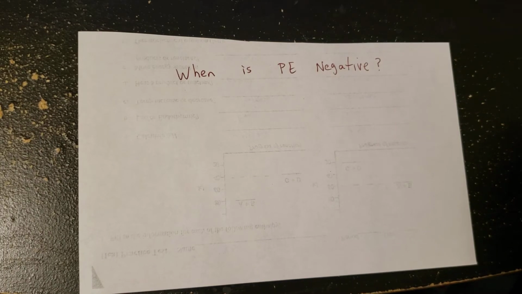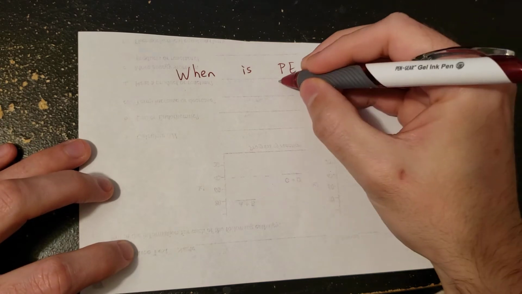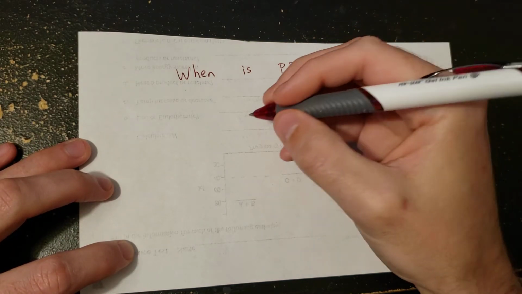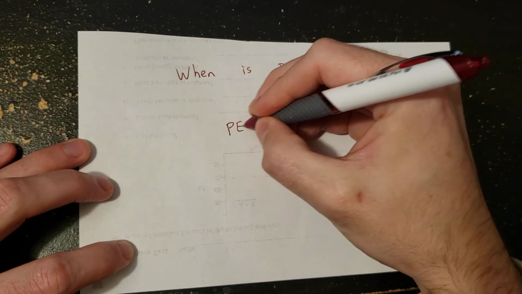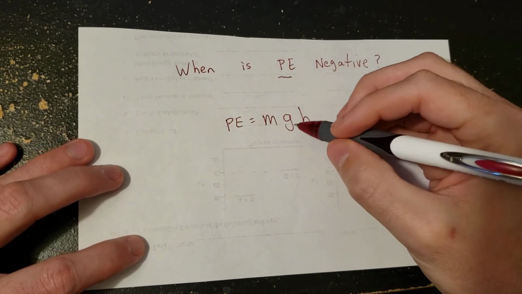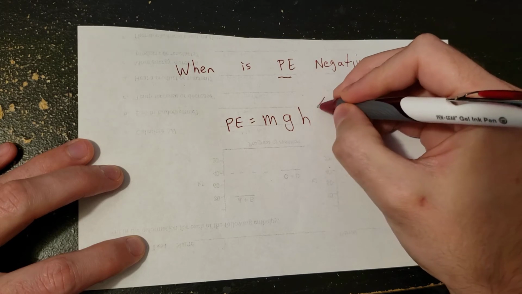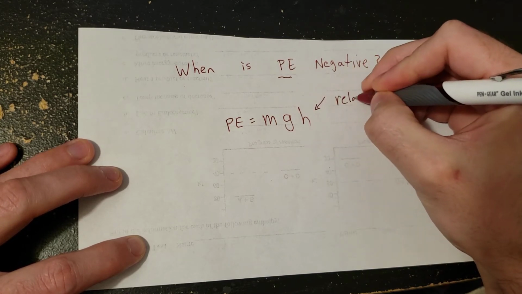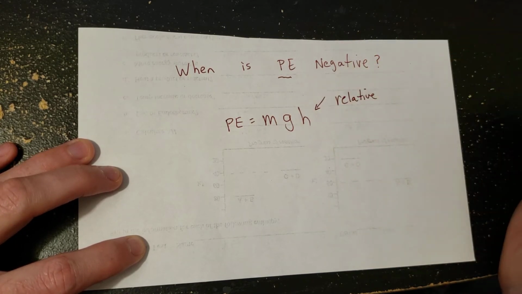I got one last thing I want to point out with potential energy. Potential energy is this idea that we have a mass times gravity times height. But really what we're talking about with height is height relative to something else.